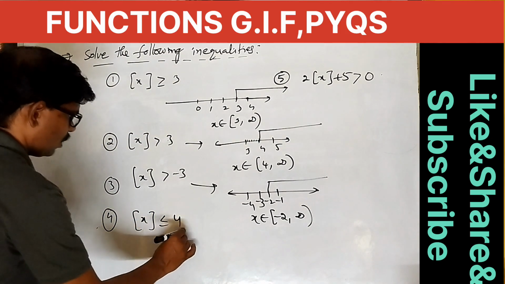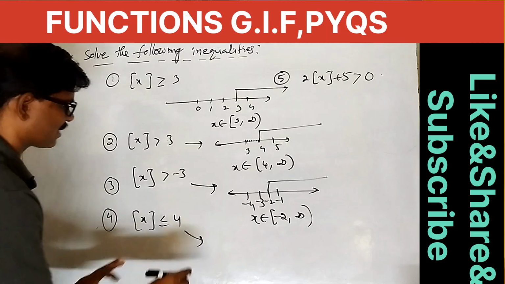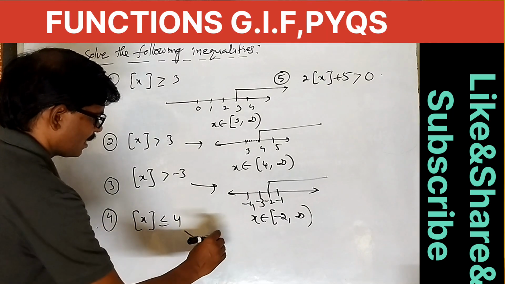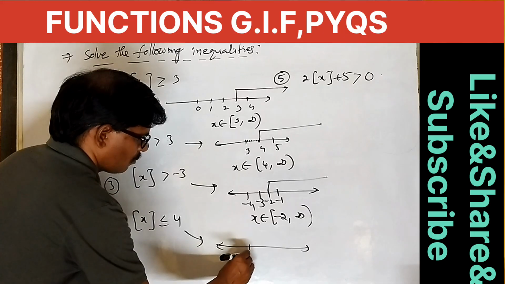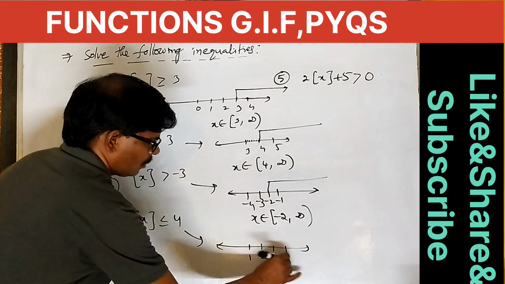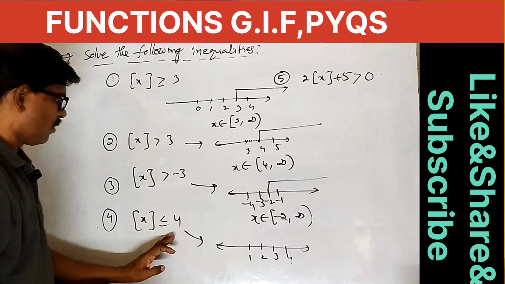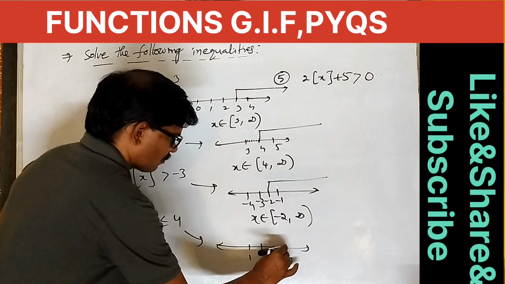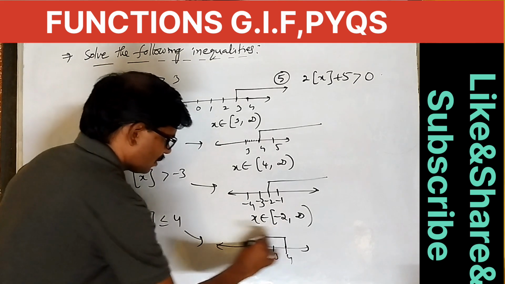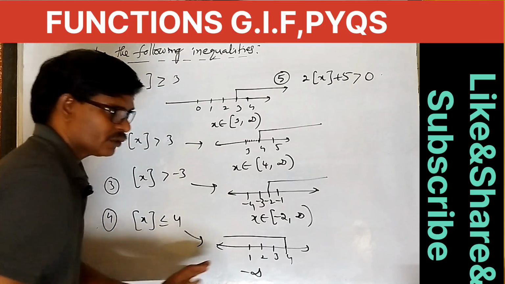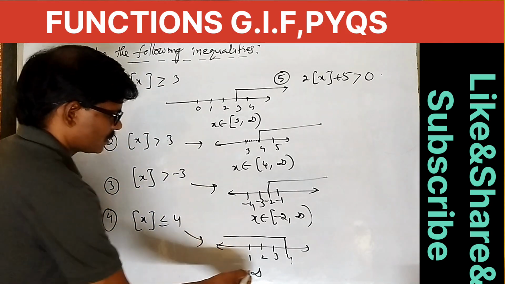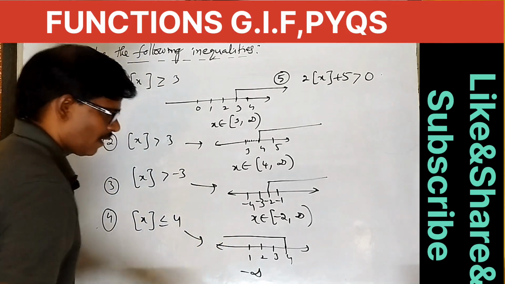Okay, next, fourth one: step of x less than or equal to 4. Take the number line: 1, 2, 3, 4. Less than or equal to 4 means take this side, the negative values up to negative infinity.